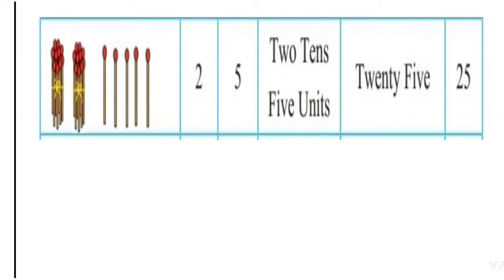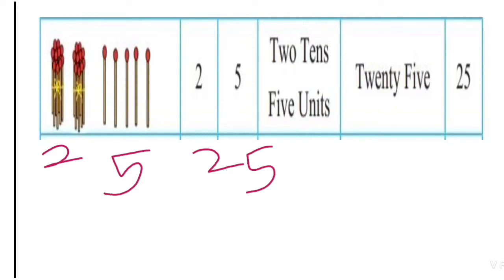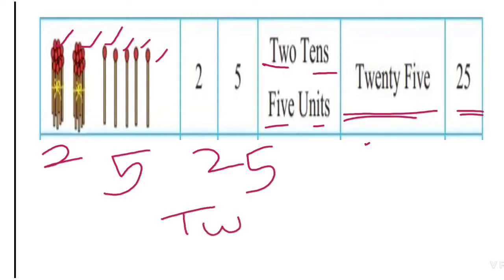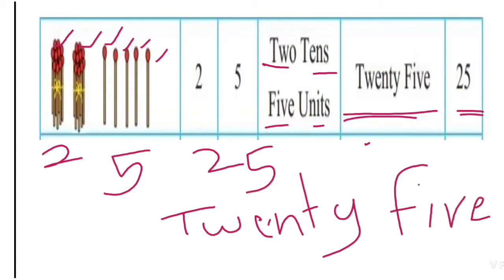What comes after 24? 25. 2 tens 5 units 25. 25 means there are 2 bundles of 10 matchsticks and 5 units. Understood? 2 tens 5 units 25. TWENTY 20, FIVE 25.